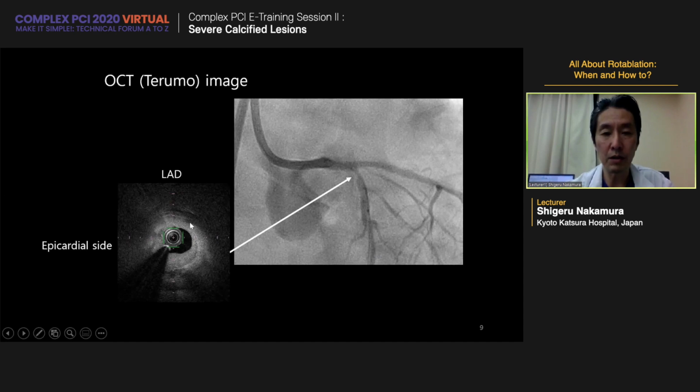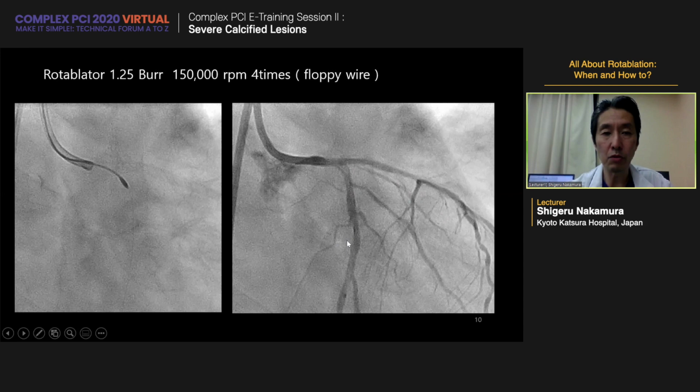What I understand is we cannot see the whole vessel, but we can see the wire and narrow lumen, and the wire is biased to the plaque side. When you see by fluoro, the wire is attached to the plaque side. So I used the 1.25 burr with a 150,000 rpm floppy wire, 4 times.